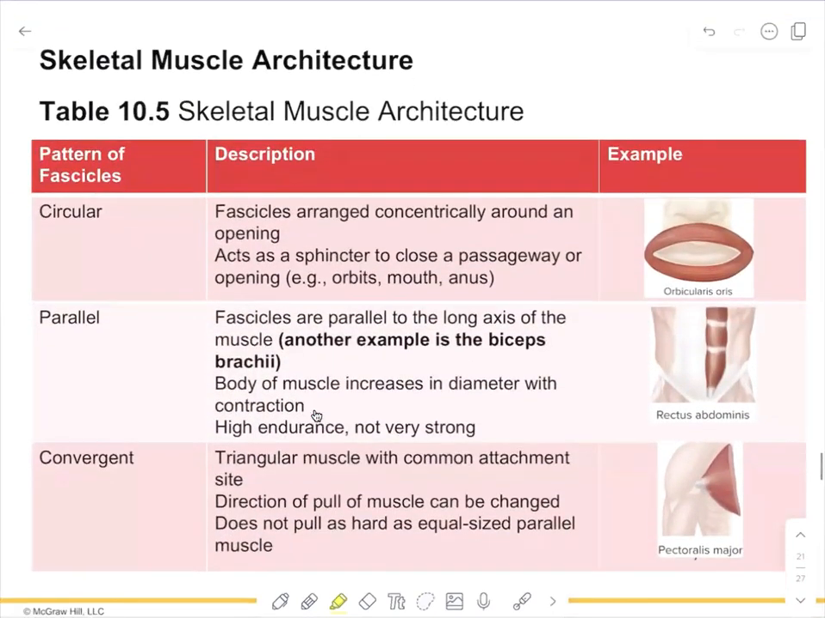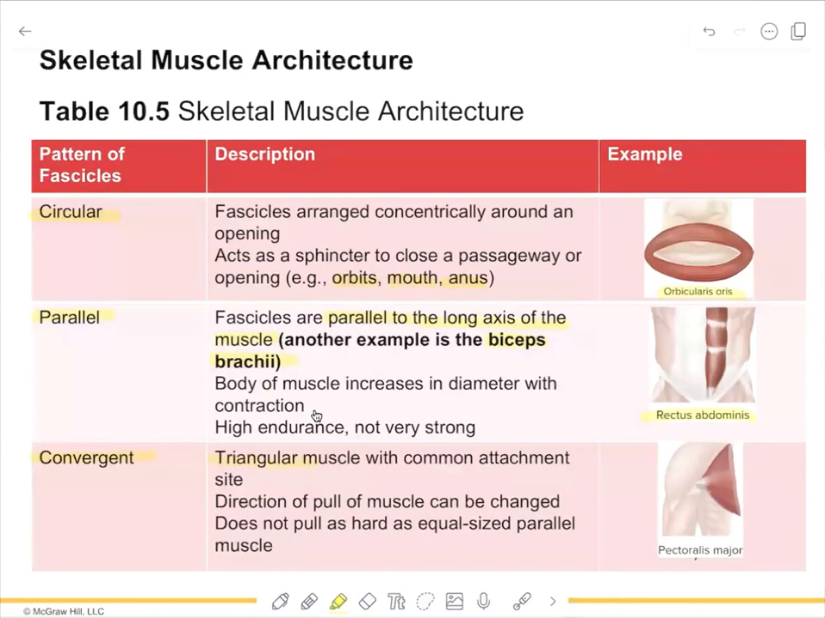Our next slide is kind of summarizing and showing you some examples of these. So the circular one would be found in sphincters, and there are sphincters in passageways throughout the digestive system, for example. Also examples of orbits like the mouth and the anus. And one example would be a muscle called the orbicularis oris. The parallel, an example of this would be the biceps brachii muscle, and also the rectus abdominis, where we can see the fascicles running in a straight line parallel to the long axis of the muscle.